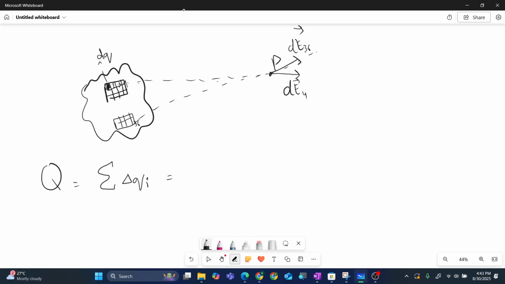Since I have infinite numbers of charges, to find the addition of a continuous source, we take an integral. So I'm going to take the integral over all 3 dimensions over the volume, and I will get my total charge Q here.